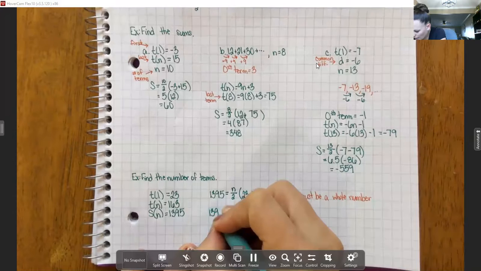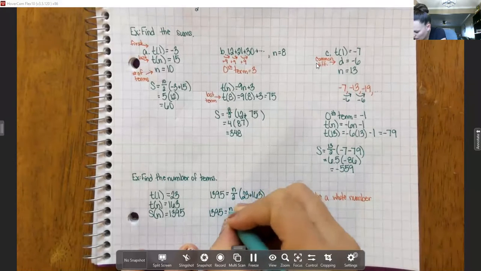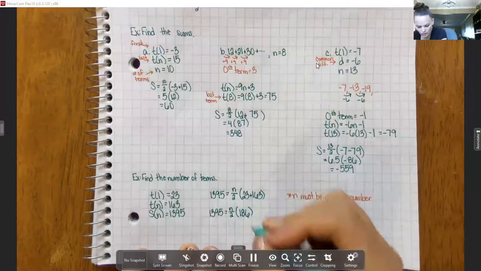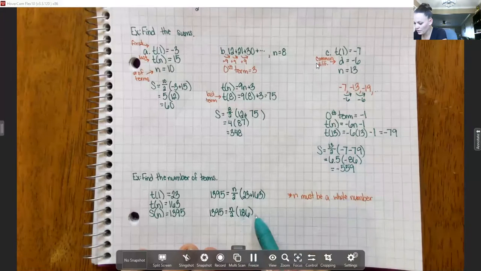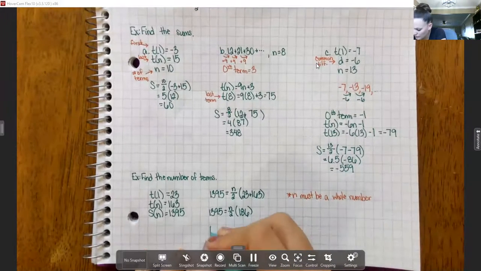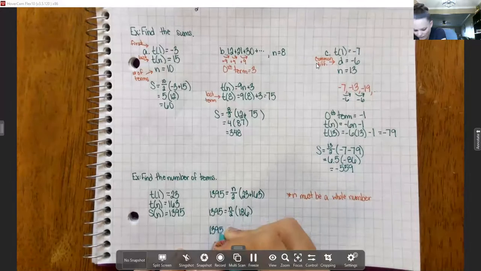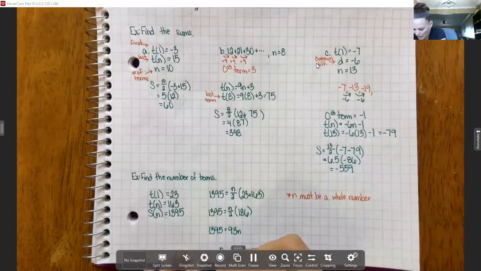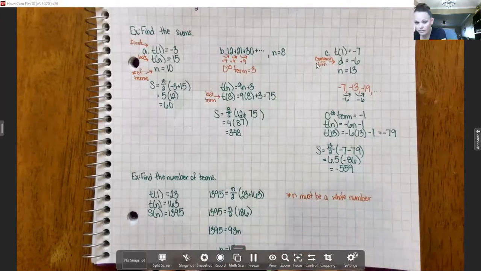So 1395 equals n over 2 times 186. You have a couple of options here. I'm just going to take half of 186. 1395 equals 93n, and n is equal to 15.